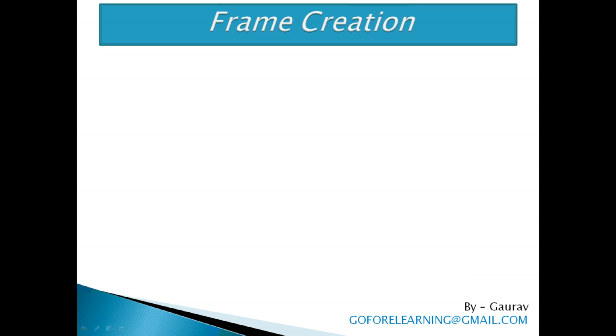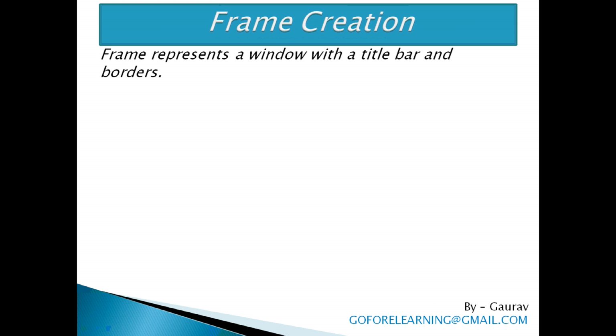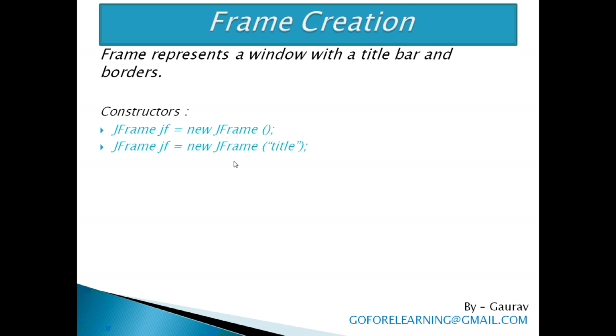Now, how to create a frame in Swing? We know that a frame represents a window with a title bar and borders, and all the components go into the frame. So the constructor to create an object of the JFrame class in Swing is JFrame jf = new JFrame(). This creates a frame without a title. If we want to create a frame with a title, we need to write JFrame jf = new JFrame() and pass the title name in the parameter.